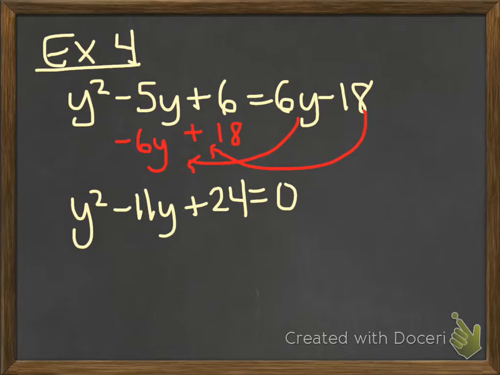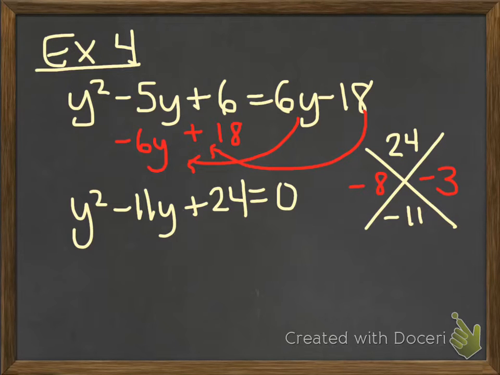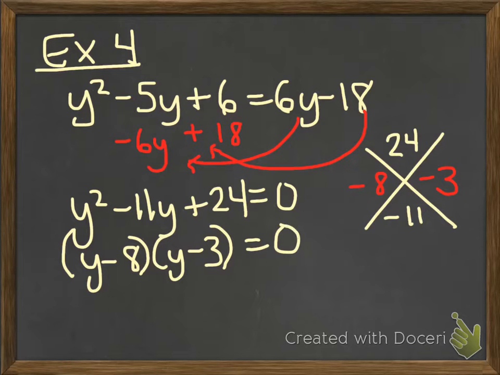So now I can factor it. 24 on top and negative 11 on the bottom. So the two numbers that multiply are negative 8 and negative 3. So now I have y minus 8 times y minus 3 equals 0.